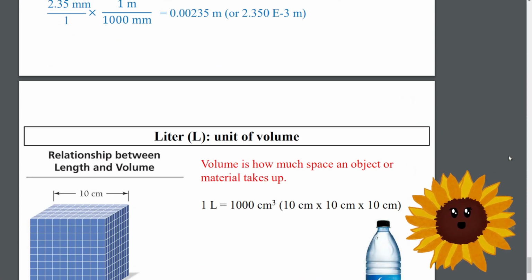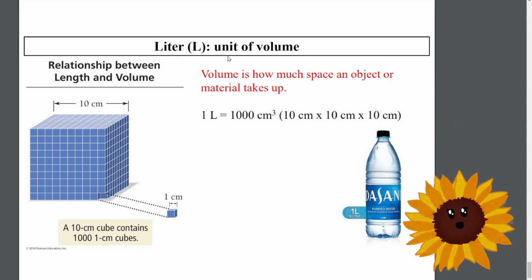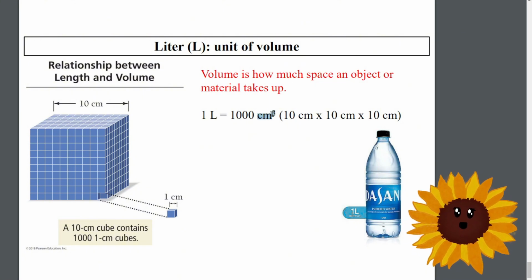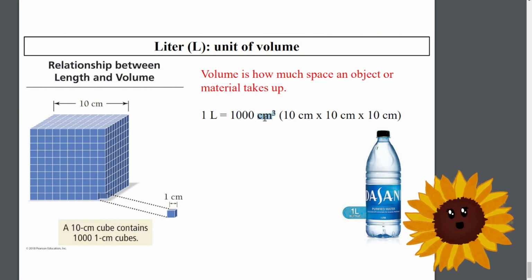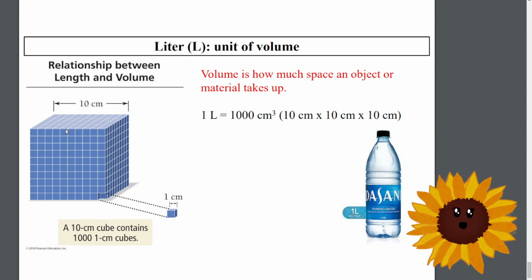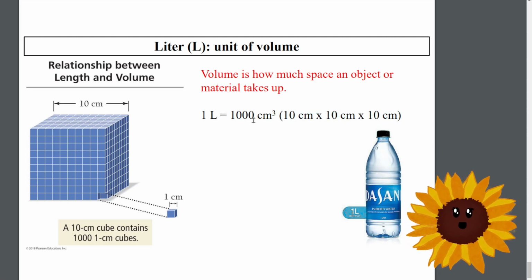I swear to goodness. Also, keep in mind that this is going to be kind of silly, but liters can also be written as centimeters cubed. Centimeters cubed is the volume. Remember, volume is length times width times height. That's why this is a 10 by 10 by 10, and why it's centimeters cubed. So 1 liter is equal to 1,000 centimeters cubed.